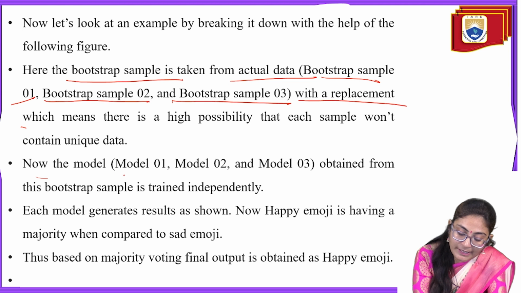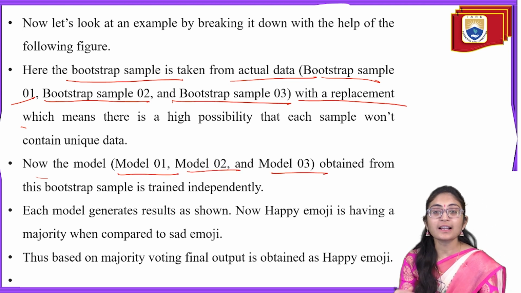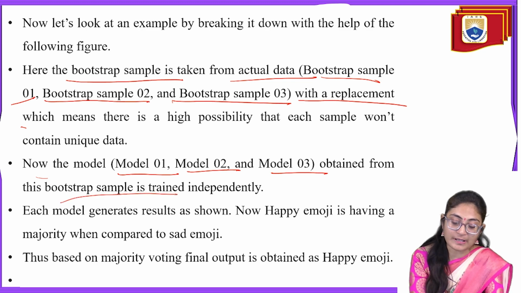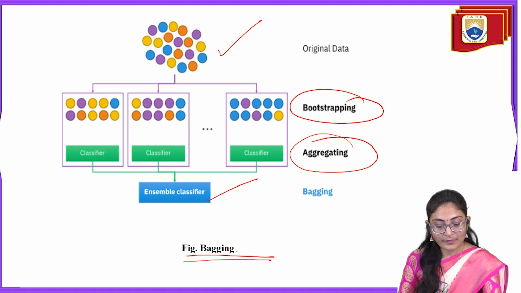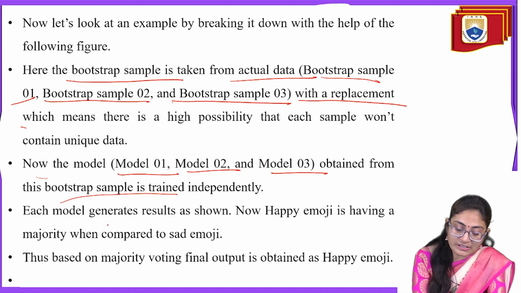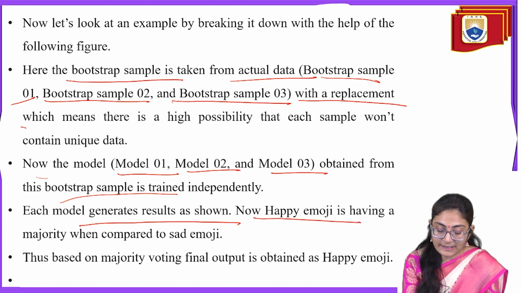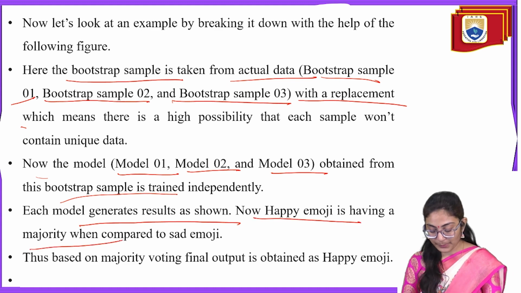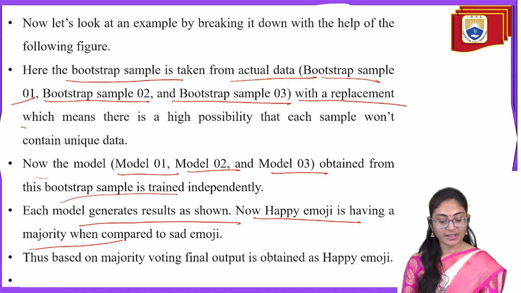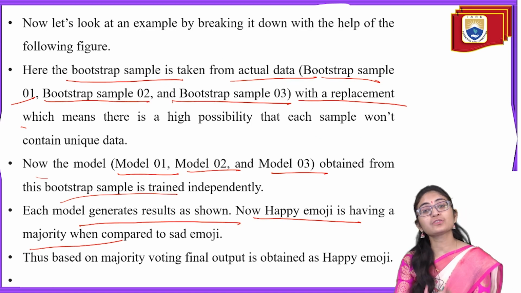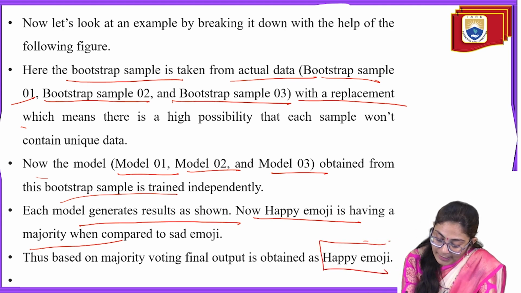Now the models, that means model 1, model 2 and model 3, which are obtained from the bootstrap samples, are trained independently. Now each model generates the result as shown. Now the happy emoji has the majority when compared to the sad emoji. Here you can see, thus based on the majority voting, the final output is obtained as a happy emoji.